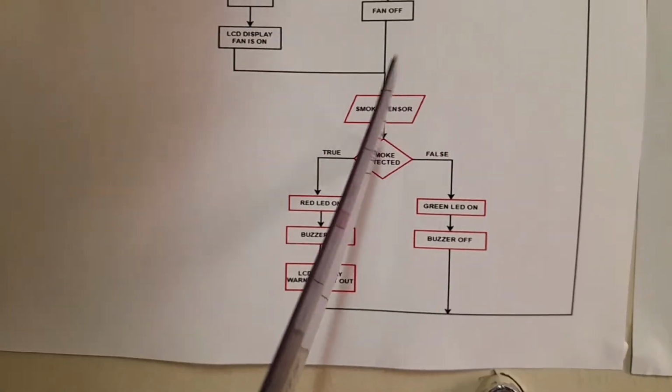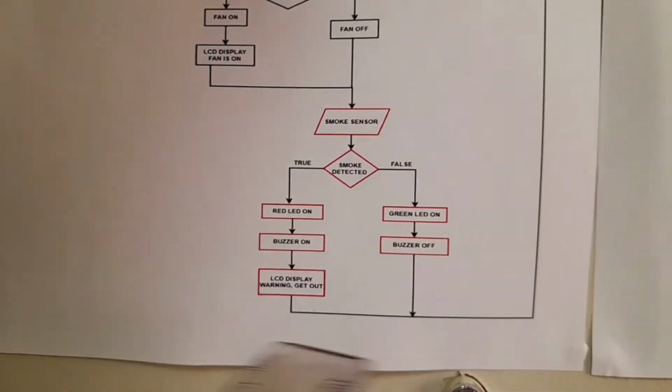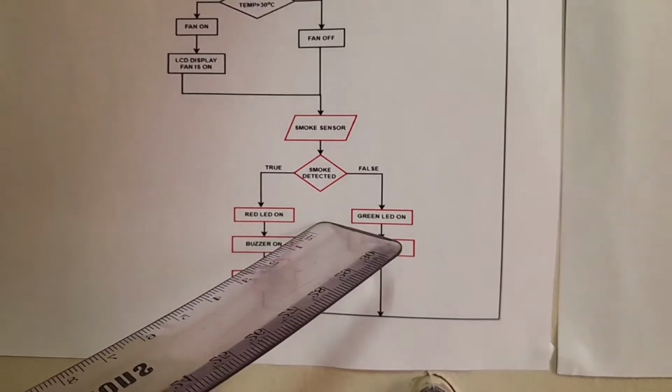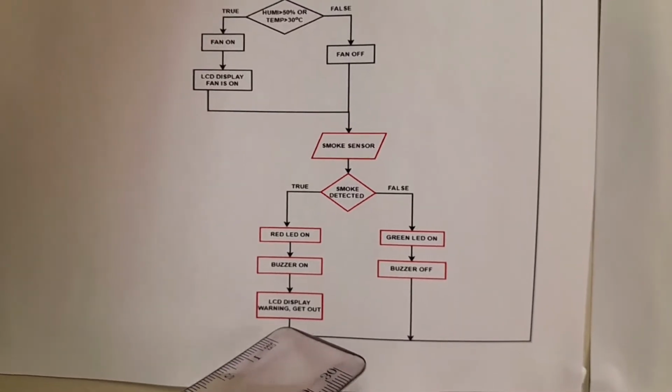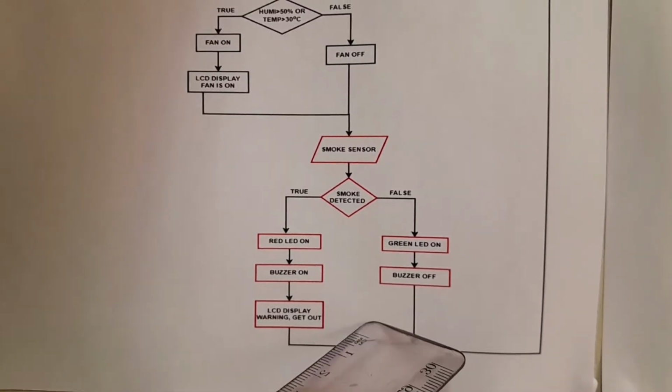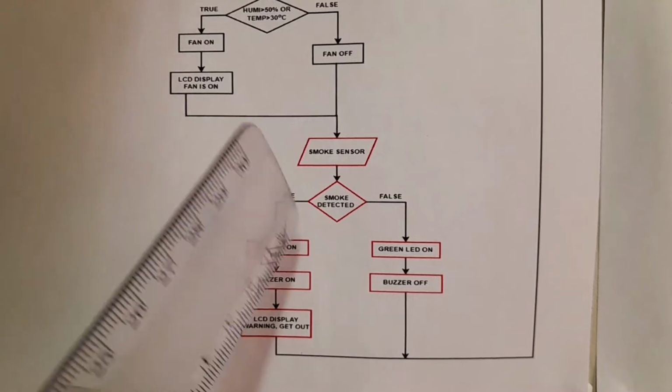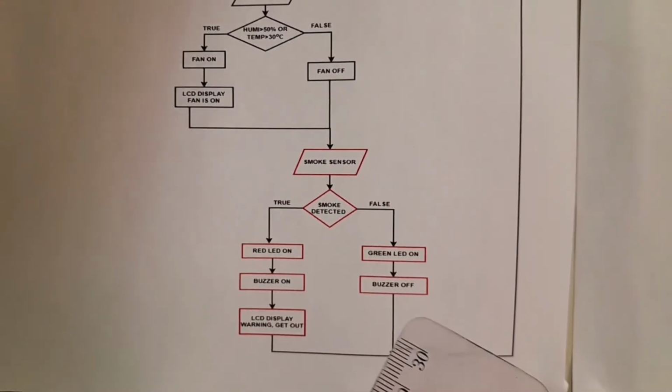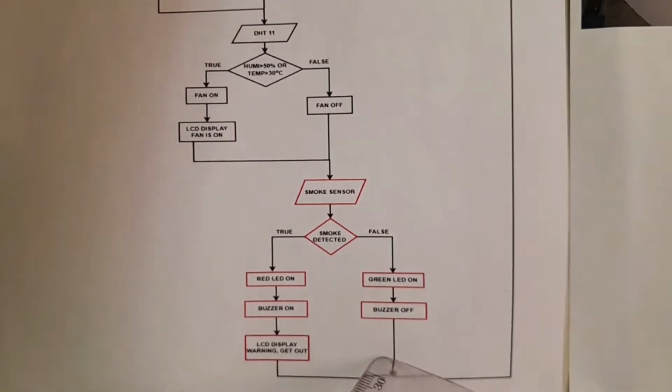Smoke sensor: when smoke is detected inside the elevator, the red LED will be on, the buzzer will be on, and the LCD display will write warning, get out. And then when the smoke sensor doesn't detect any smoke inside the elevator, the green LED will be on and the buzzer will be off.